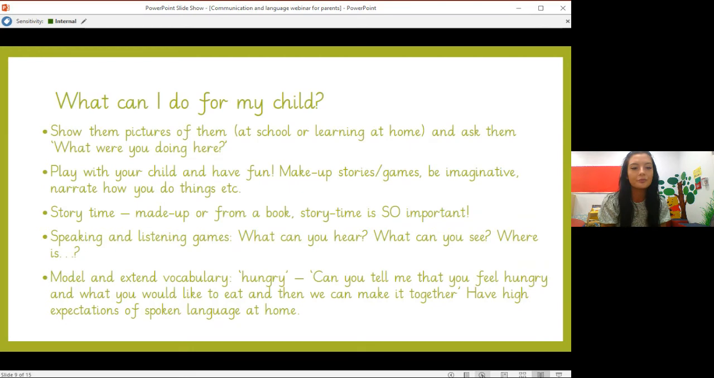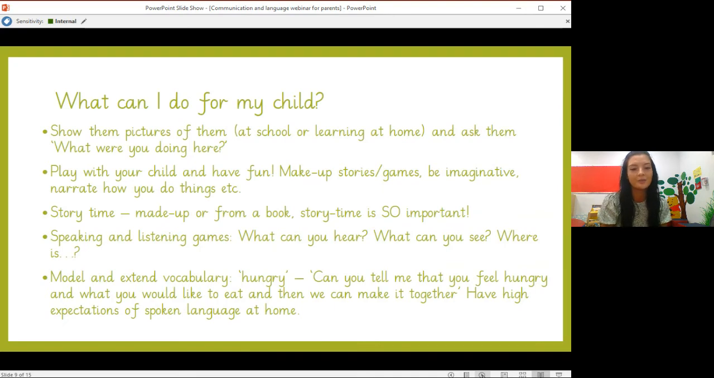Also, when you're cooking or when you're doing something, if you narrate how you're doing it, so first I'm cracking the eggs, next I'm whisking it round, your child is watching you do these things and they're picking up and absorbing all this language, and then they're making sense of it, and then again they're likely to use it in their own situations.